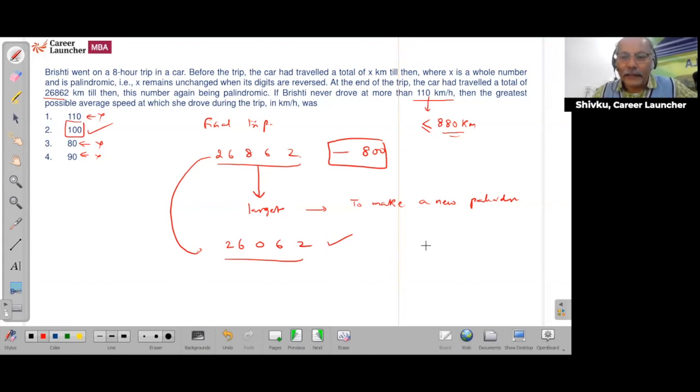Since we removed 800 kilometers, which means the distance that was traveled during this 8-hour journey was 800 kilometers, the average speed is equal to 100 kilometers per hour. So the answer to this question is 100.